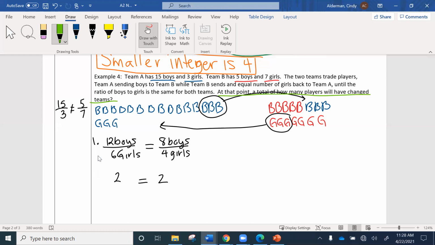Okay, so here's that two-part question where they try and trick you, right? So the final question is a total of how many players will have changed? Well, you can look at it here. 3 players changed to the other team, and these 3 players changed, right? So 3 plus 3, or 6 players had to change team.